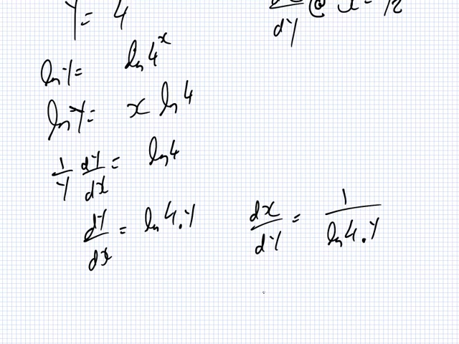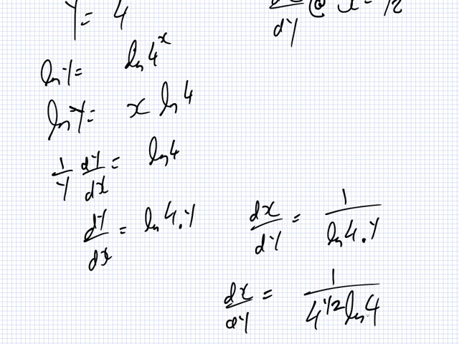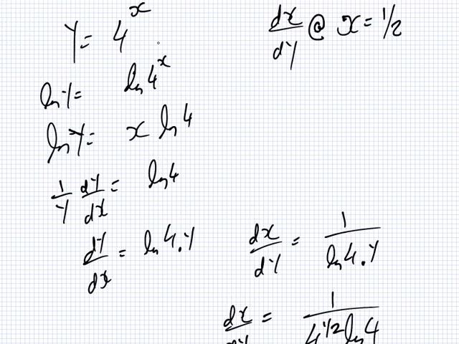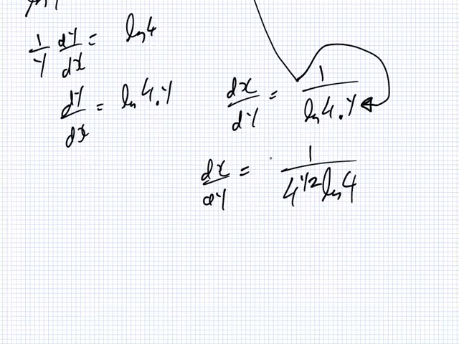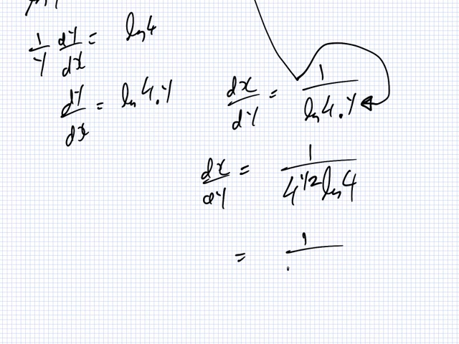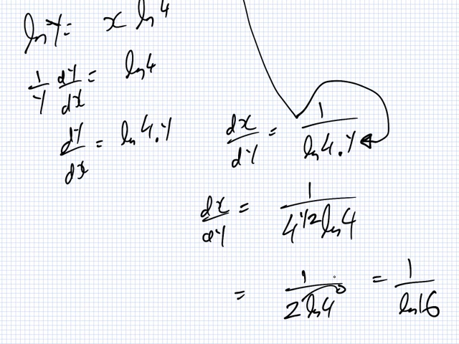But y is 4 to the power x, and x is a half, they said. So I get this when I put in the value for x, and when I put in what y is equal to as well. This is 1 over 2 log 4, and then that 2 can go back up to the power, so it's 1 over log 16 then. That's the answer to that one.